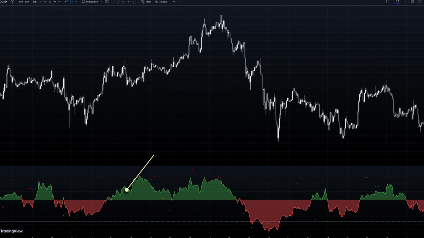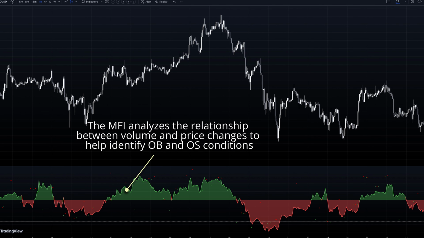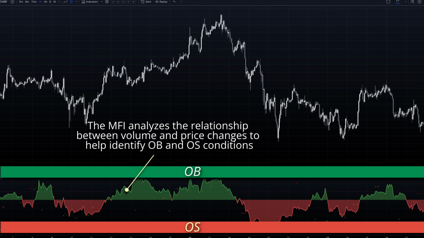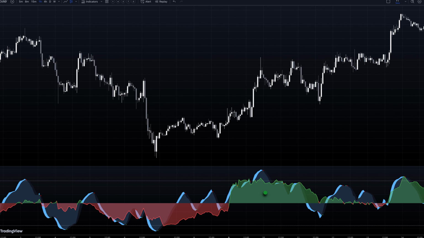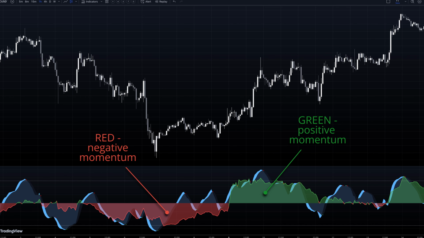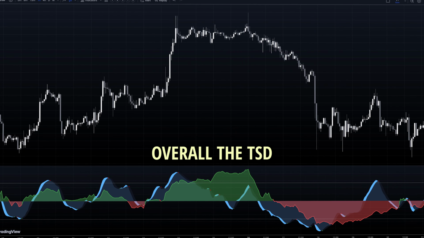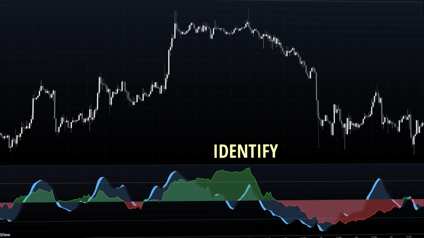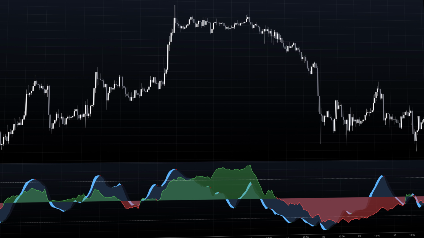The MFI measures the relationship between volume and price changes, helping identify overbought and oversold conditions. The oscillator values are color-coded, with green showing positive momentum and red indicating negative momentum. Overall, the TSD indicator helps traders identify trend strength, momentum, and possible reversal points more effectively.